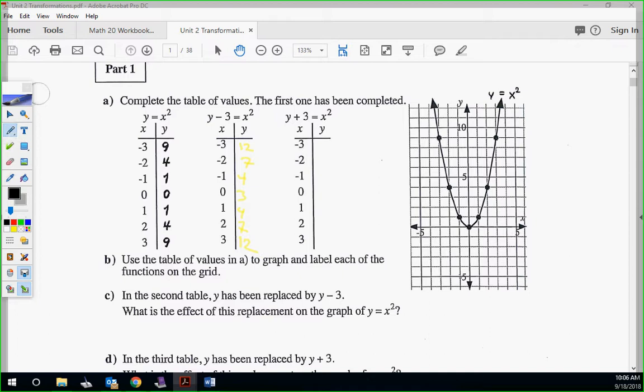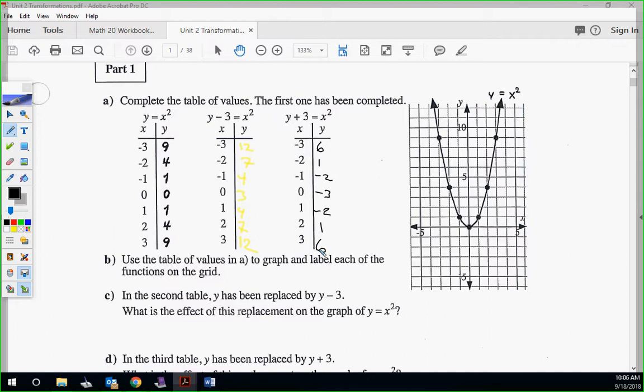All right, next one is +3, so now we're going to be minusing 3, so it's going to be very similar to this one, but it's just going to be the flip in terms of minusing 3. So -3 squared, 9, minus 3 is 6. -2 squared is 4, minus 3 is 1. -1 squared is 1, minus 3 is -2. So it goes back like that again.